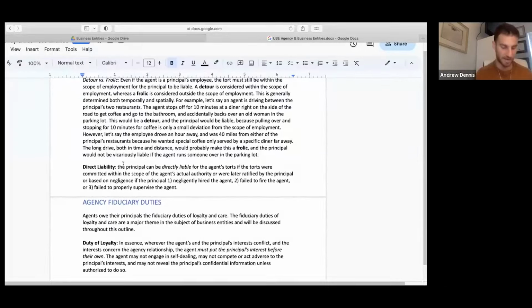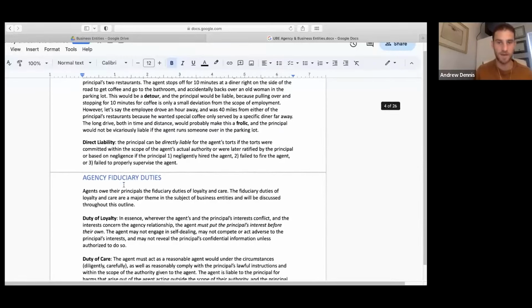We talked about tort liability, vicarious liability, respondeat superior, the detour versus the frolic, direct liability. This was a question that Matt asked. The principal can be directly liable for the agent's torts if the torts were committed within the scope of the agent's actual authority or were later ratified by the principal, or based on negligence if the principal negligently hired the agent, failed to fire the agent, or failed to properly supervise the agent. Those were some things that Matt highlighted.